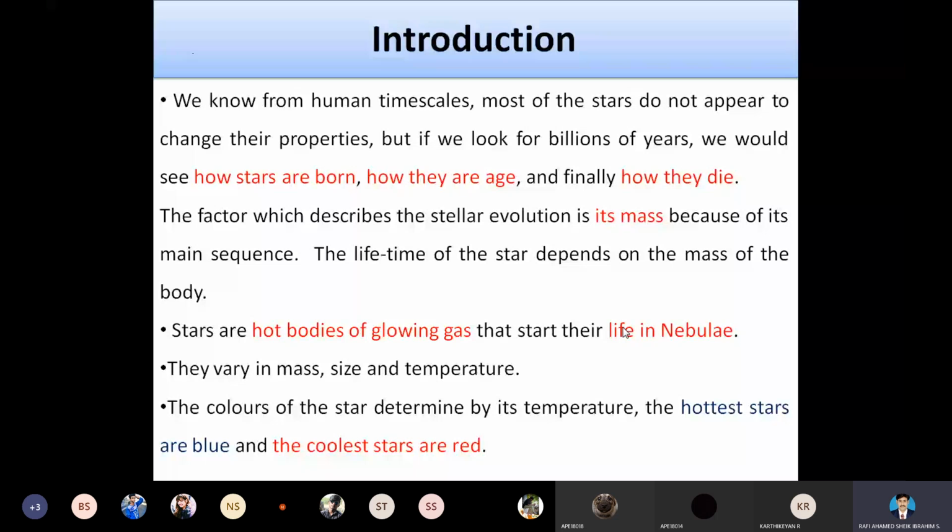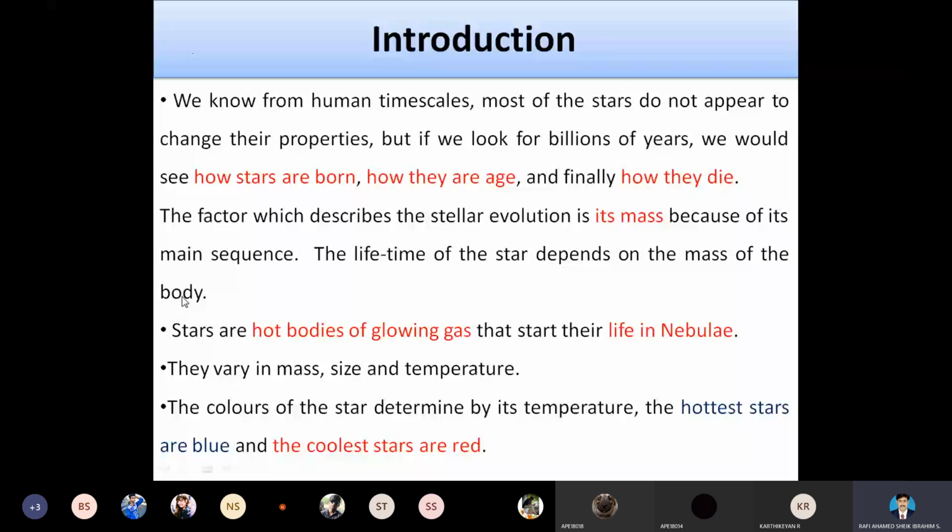So the factor describing stellar evolution is only its mass. Based on the mass, the mass is going to play the main role. The mass is the main property to describe the lifetime of the star. So the lifetime of the star mainly depends on the mass.